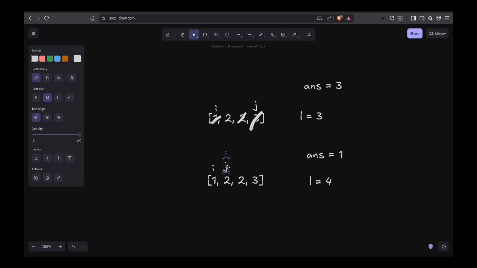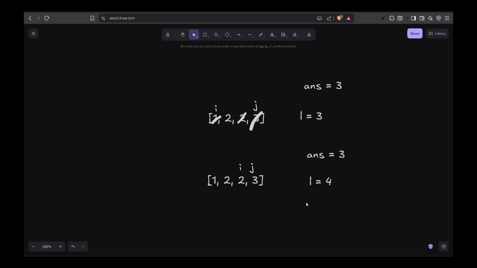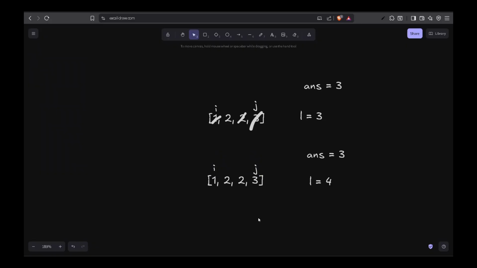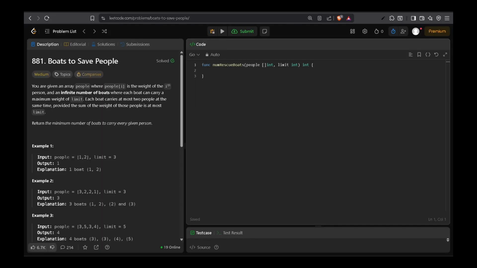Then we move both of them forward like this and like this, because these two are used, right? Now if we add 2 plus 3, it is 5, which is exceeding the limit, so they both have to go in a single board, so they both will have to take one board each. So then our answer will become 1 plus 2, which is 3, right? Which is not the correct answer. Our answer should be 2. So that's why we need to make sure we are starting i from the 0th index and j from the last index. Let's write this in the code.